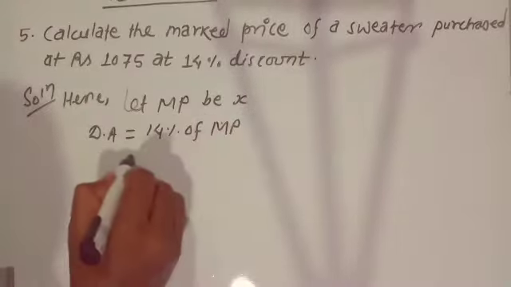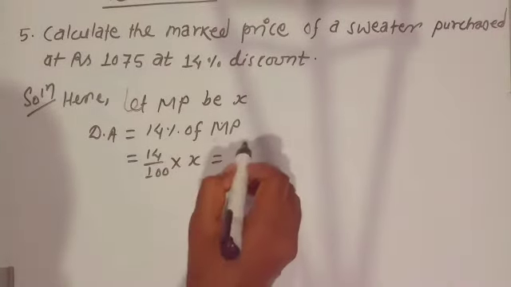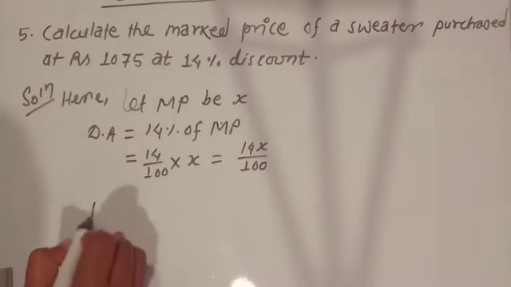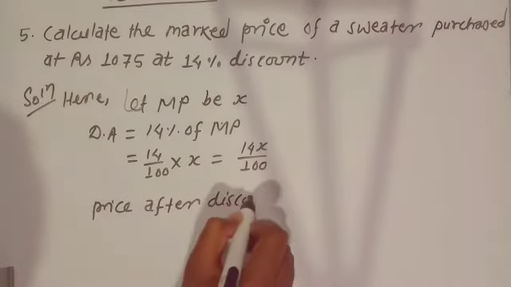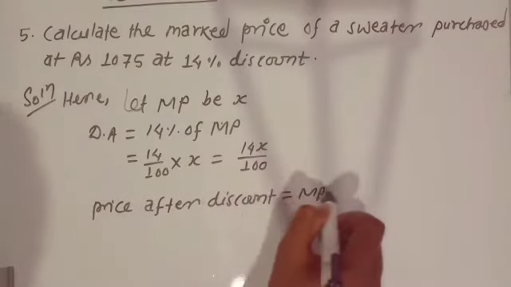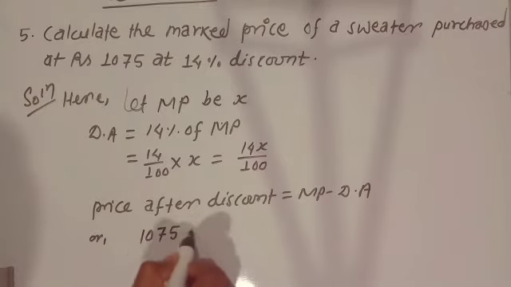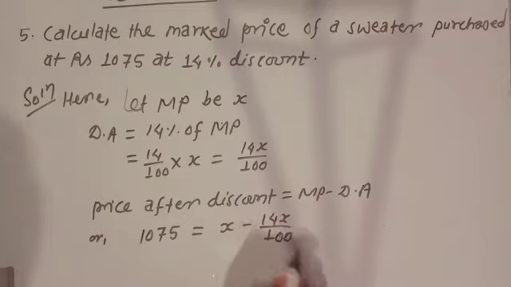Then discount amount equals 14% of MP. 14 upon 100 times MP, which is X. This is 14X upon 100. Price after discount is MP minus discount amount. Price after discount is given, 1075, and MP is X and the discount amount is 14X upon 100.